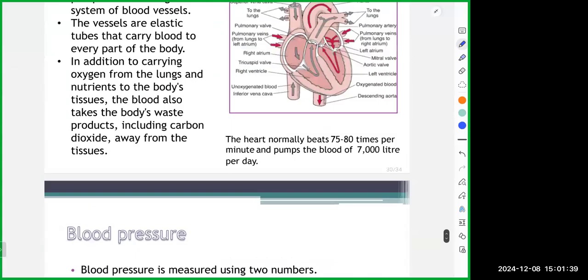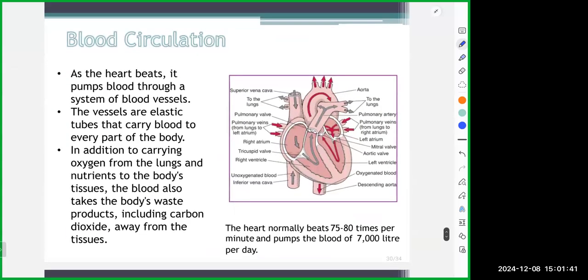So the blood circulation is what I would like to introduce a little bit. The human heart normally beats between 75 to 80 times per minute, and it pumps around 7,000 liters per day.